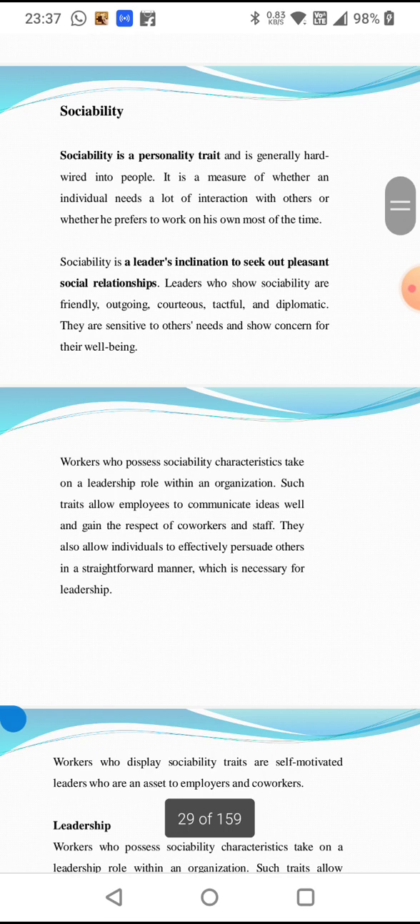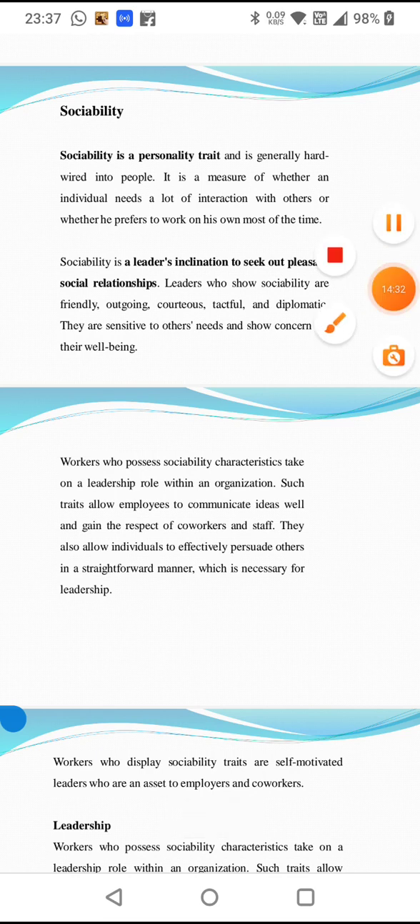So, the next being sociability. What do you mean by sociability? It is a personality trait and is generally hardwired into people. It is a measure of whether an individual needs a lot of interaction with others or whether he prefers to work on his own most of the time.